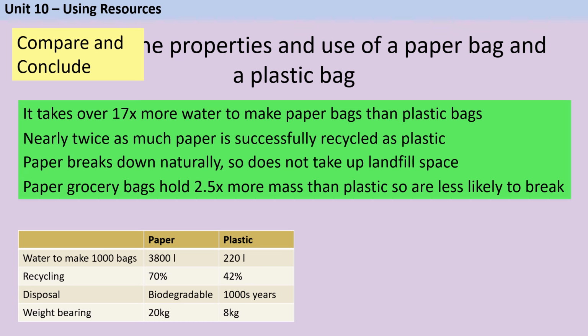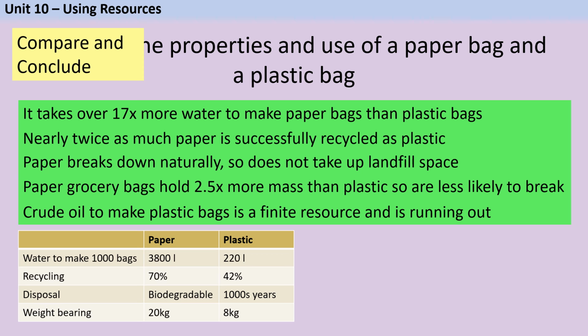Now, because the paper bags can hold 2.5 times more mass, that means they're less likely to break. So over time, I'm going to have to buy fewer of them because they're not going to keep breaking and needing replacing. But then I can also use my wider knowledge and say that crude oil, which is used to make plastic bags, is a finite resource and it's running out.